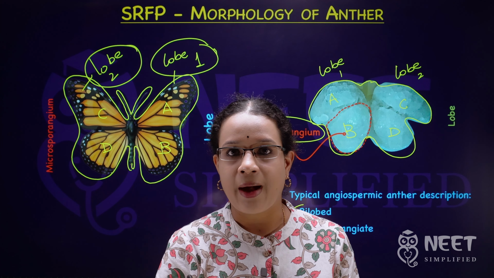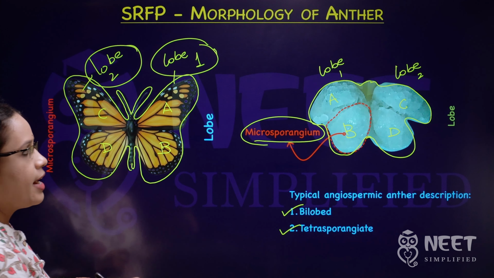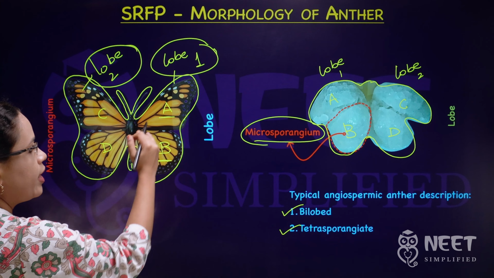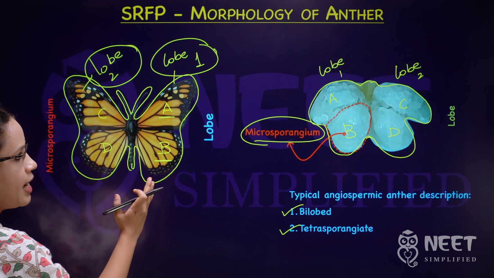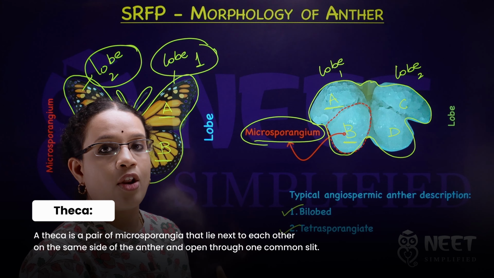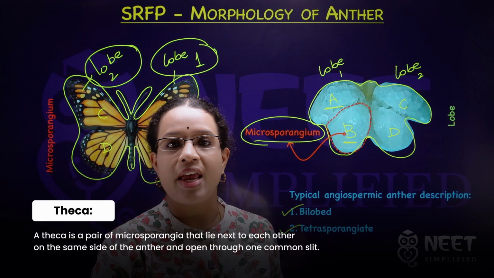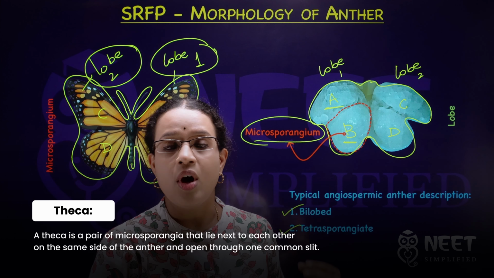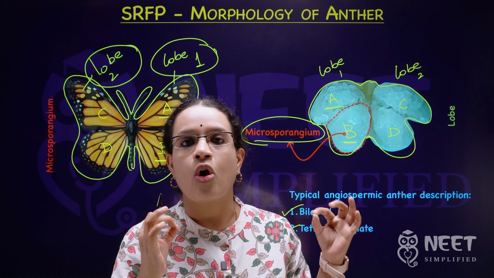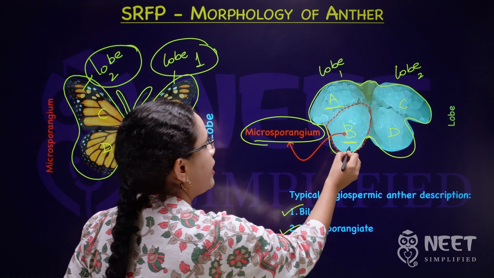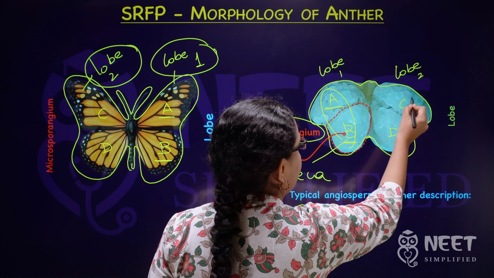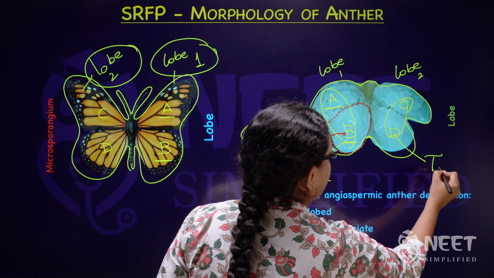Now what about theca? Yes, now let's very simply understand that A and B, these are the 2 wings which you are seeing here. These are on the same side. Similarly, A and B, these are the sporangia which originated together. They share a common origin. Also, they are going to be dehisced, or the dehiscence happens through a common pore. So, A and B together form one theca, and C and D together form another theca.